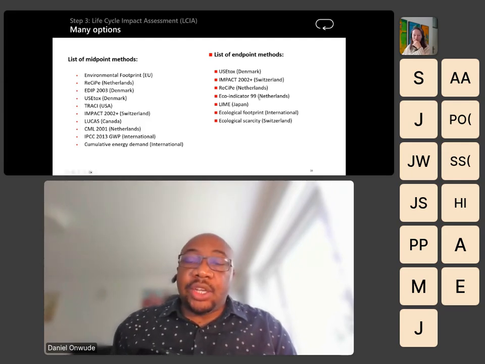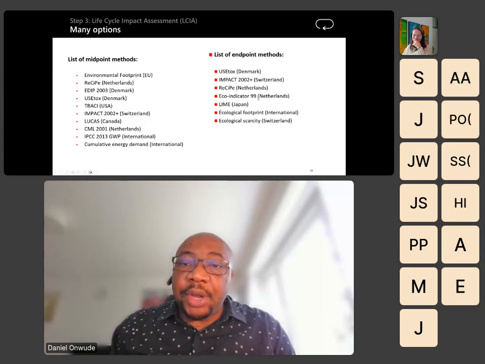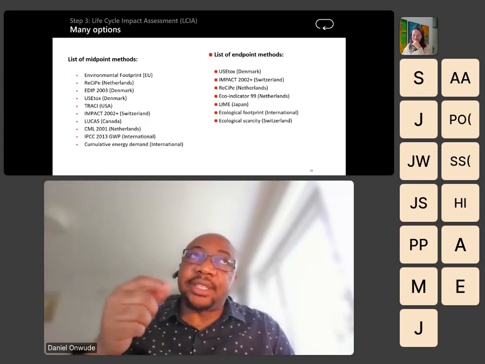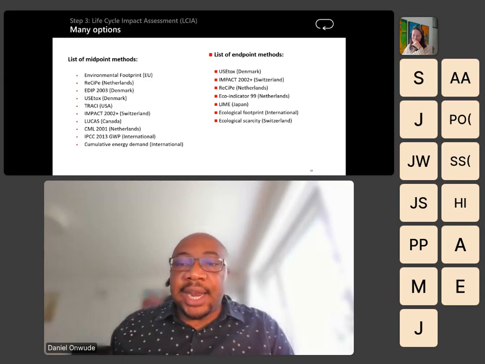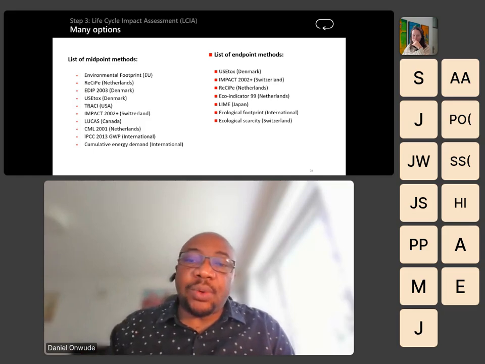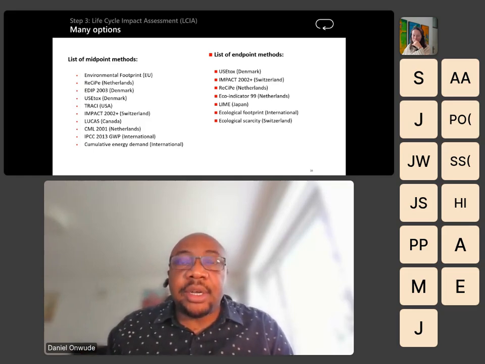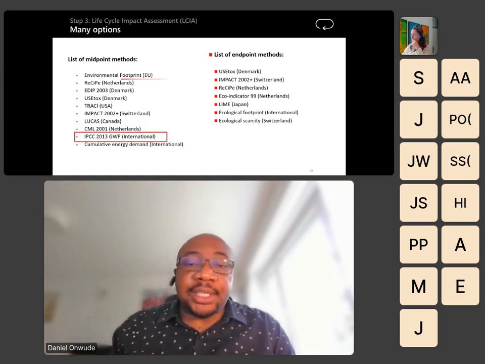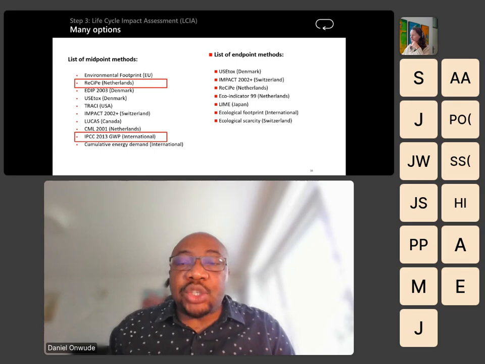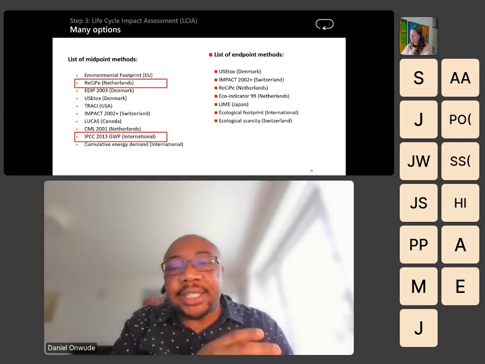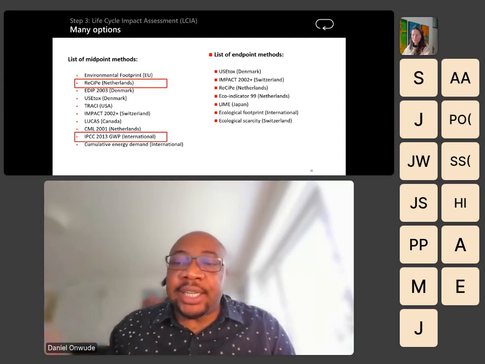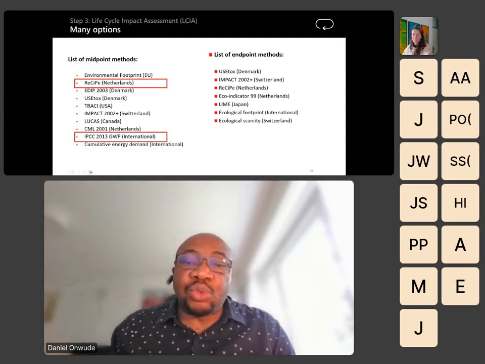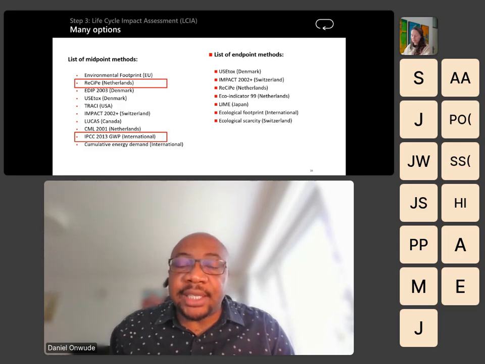And then on the right, you have the endpoint methods, which go further to express results in broader terms, like human health, ecosystem quality, or resource availability. So in practice, what is commonly used is the IPCC or ReCiPe, which are two main methods because they connect both midpoint and endpoint indicators, giving practitioners the flexibility to play around with the method depending on the level of detail that is required.